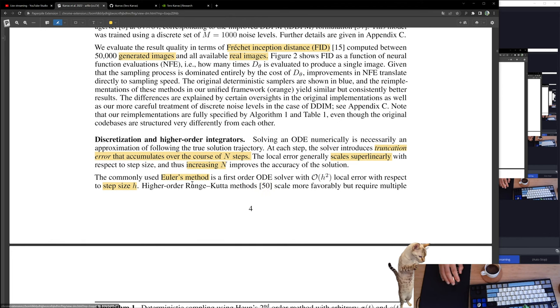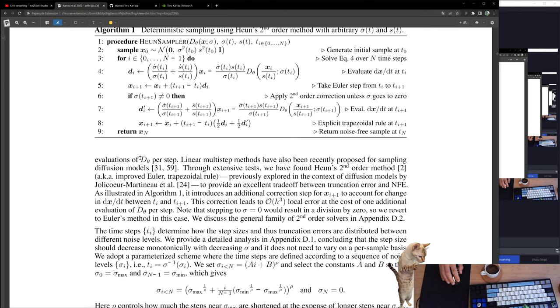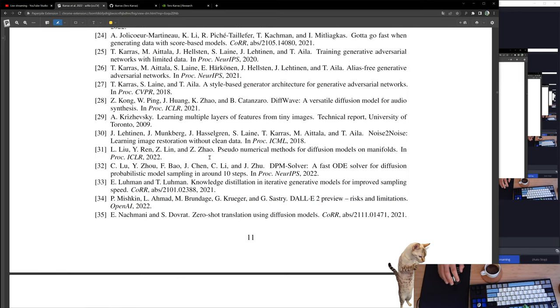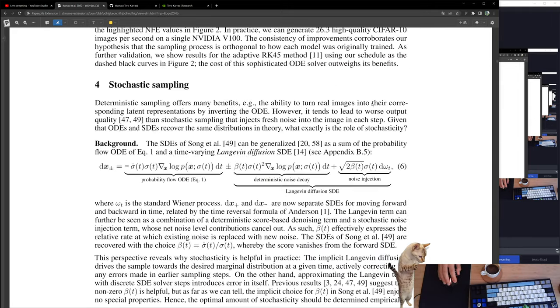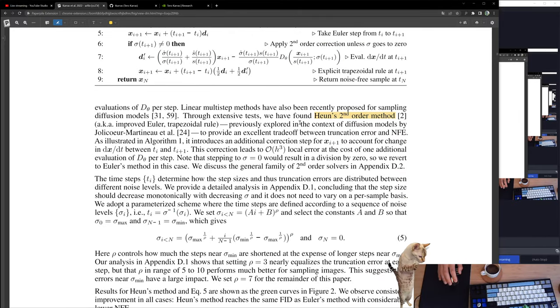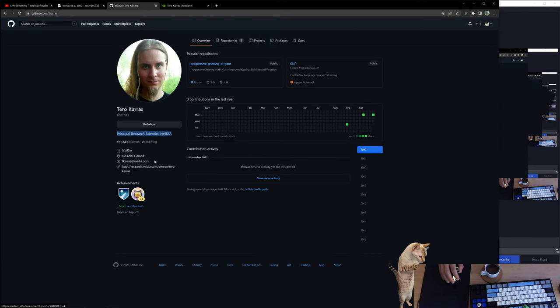Higher order Runge-Kutta methods scale more favorably but require more evaluations of dσ/dt per step. We have found Heun's second order method, which is a variant of Runge-Kutta, improved Euler, trapezoidal rule, previously explored in the context of diffusion models in 24. Okay, so there were some people that actually proposed this. This guy did a really good literature deep dive. They really did a deep analysis of this. I'm going to follow him. We're already following him. This guy's badass.